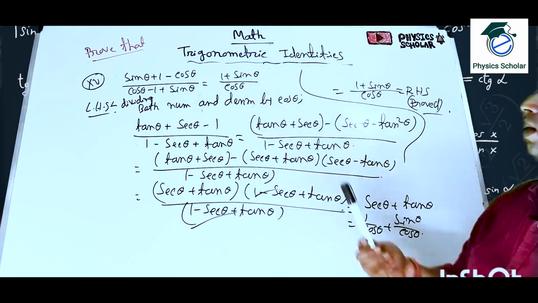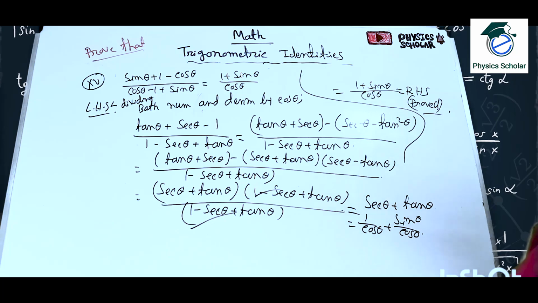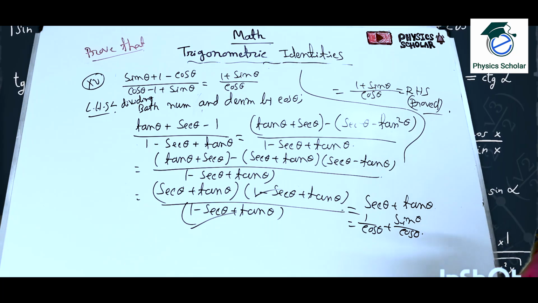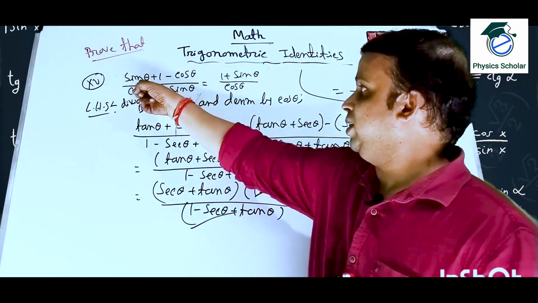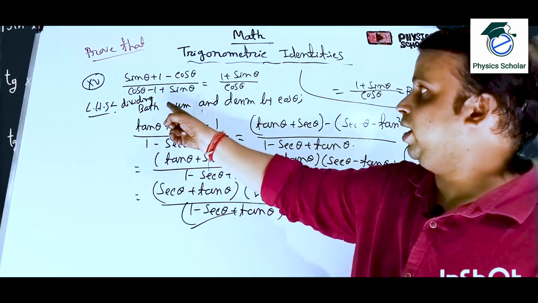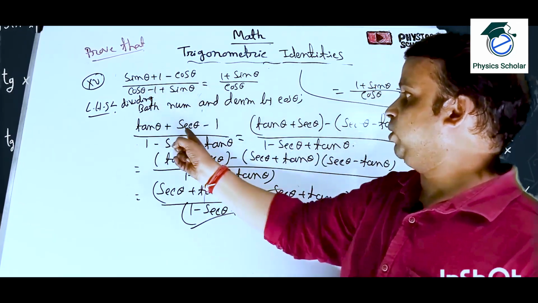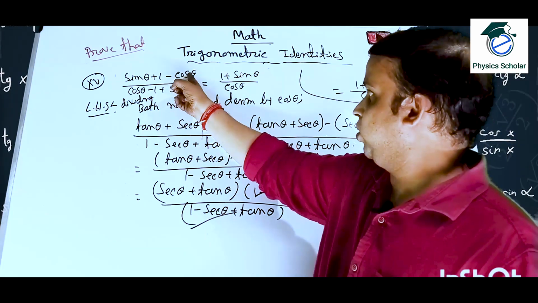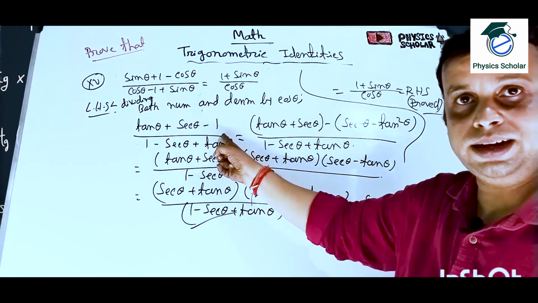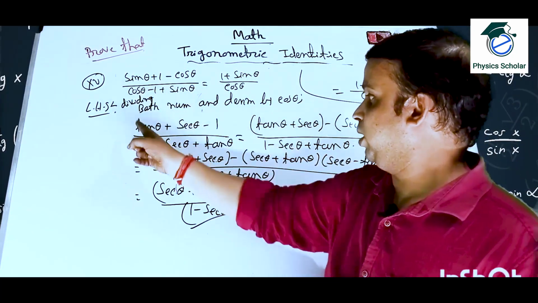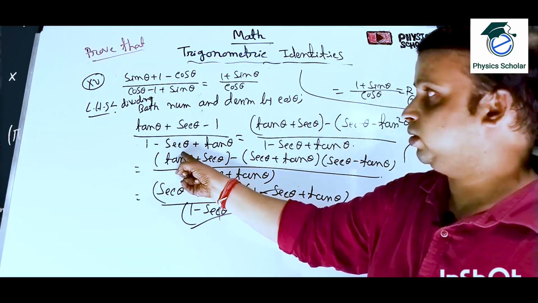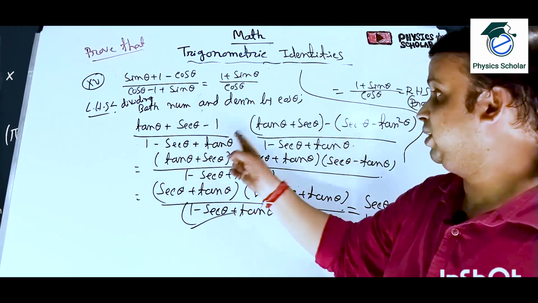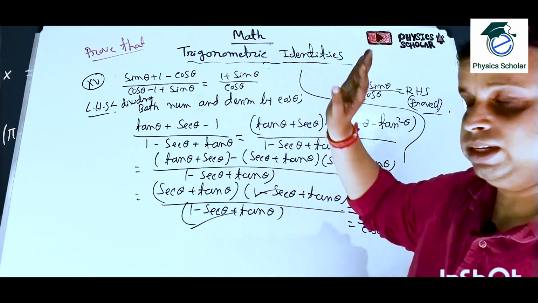Okay, it is sin theta plus 1 minus cos theta by cos theta minus 1 plus sin theta. So we have to divide both the numerator and denominator by cos theta. Sin theta by cos theta means tan theta. Plus 1 by cos theta means sec theta. Minus cos theta by cos theta means 1. Minus 1 by cos theta means sec theta. Plus sin theta by cos theta means tan theta. Clear up to this? Now next.